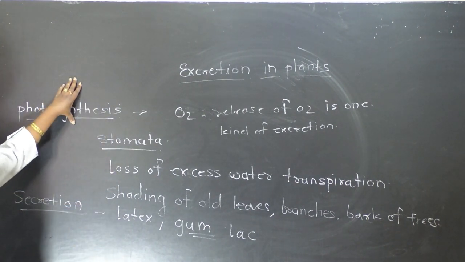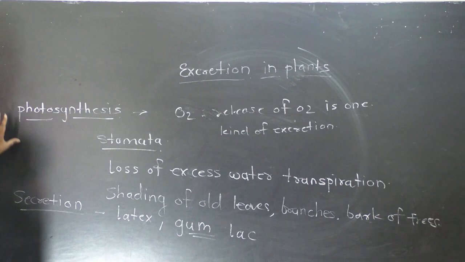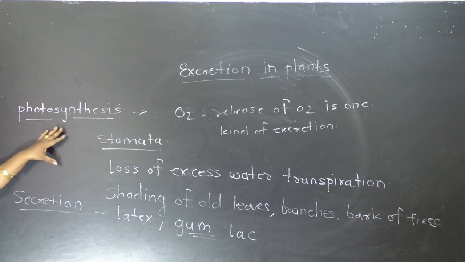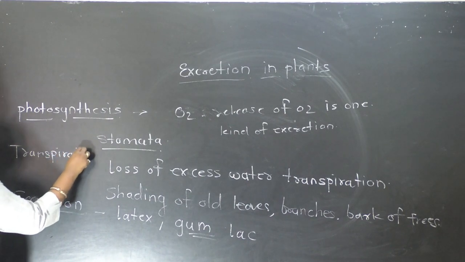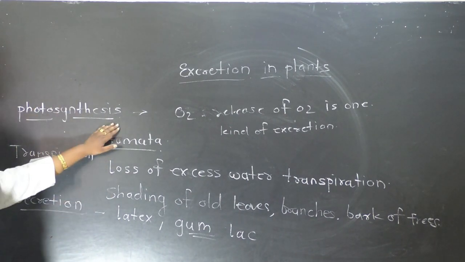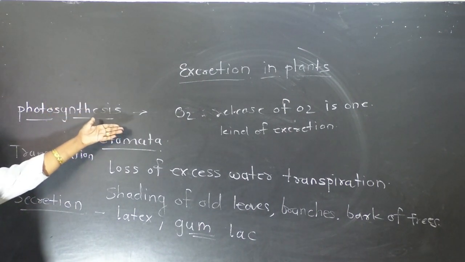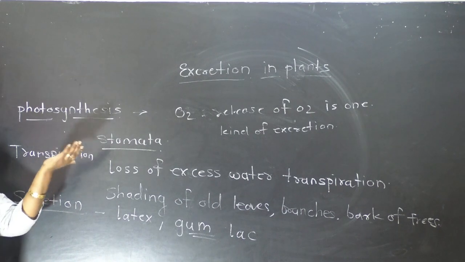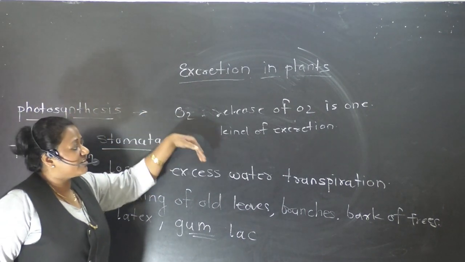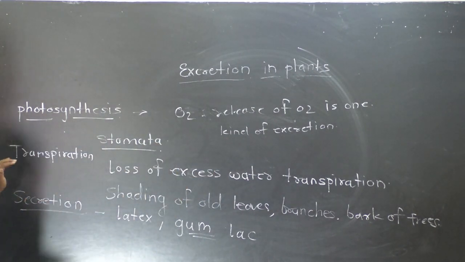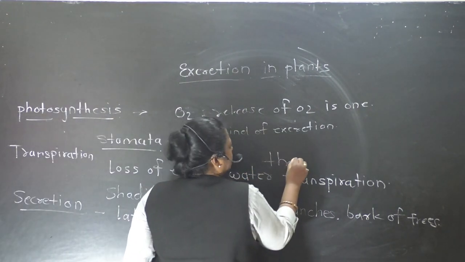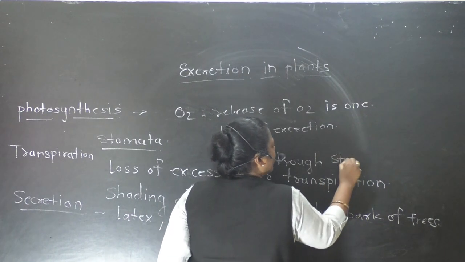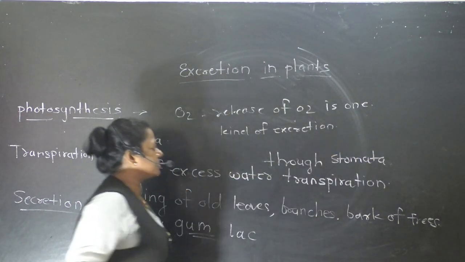So do you get it, students? In excretion of plants, there are two types, that is excretion exactly and secretion. So the plant performs two roles, photosynthesis and transpiration. So what happens in the photosynthesis process? Stomata is actually releasing oxygen and taking in carbon dioxide. So giving out of oxygen is one kind of excretion, as well as transpiration, loss of excess water through stomata. Loss of excess water through stomata is called the transpiration process.